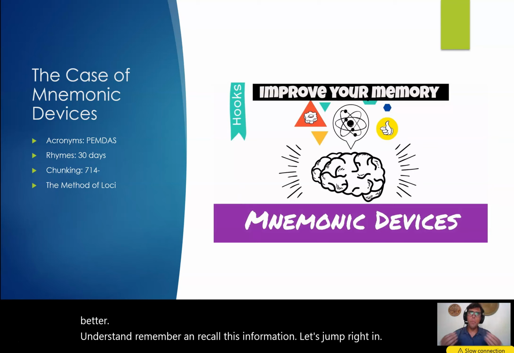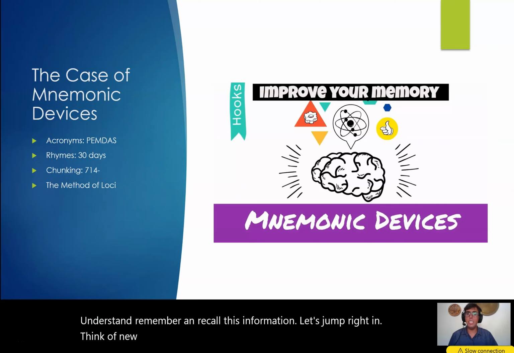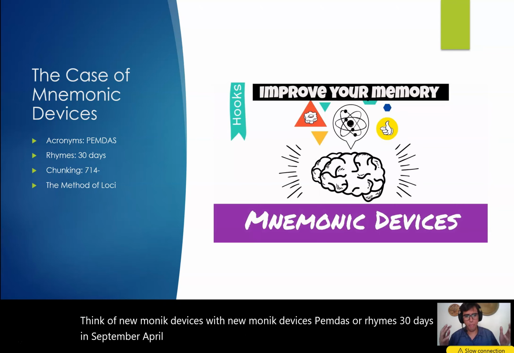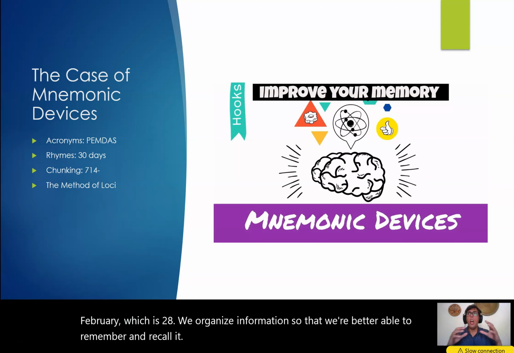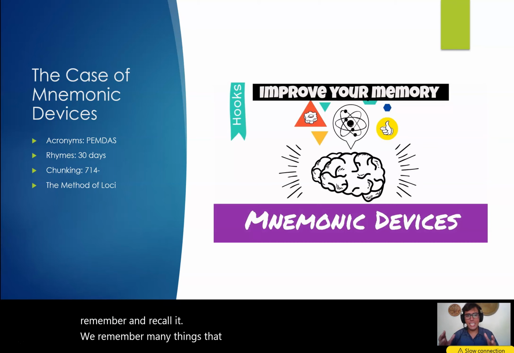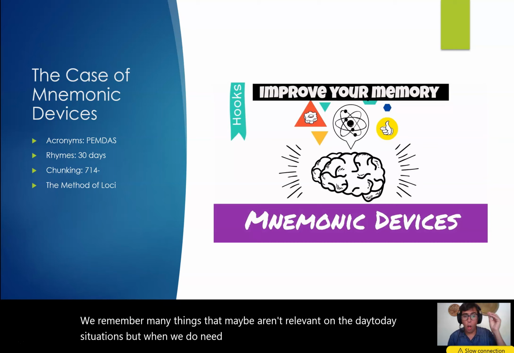Think of mnemonic devices, like PEMDAS, or rhymes like 30 days in September, April, June, and November, all the rest have 31 except for February, which has 28. We organize information so that we're better able to remember and recall it. We remember many things that maybe aren't relevant in day-to-day situations, but when we do need it, we are better able to recall that information and therefore use it.